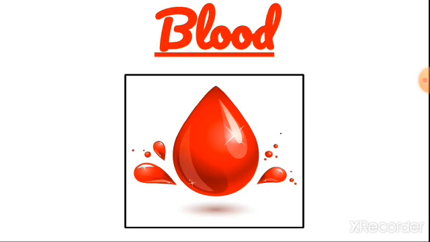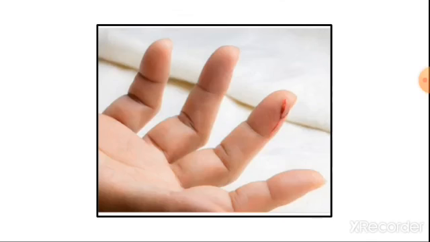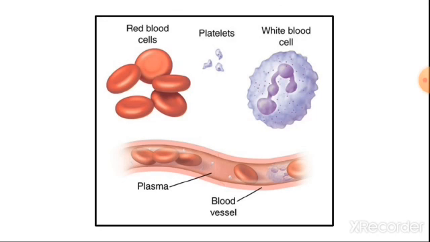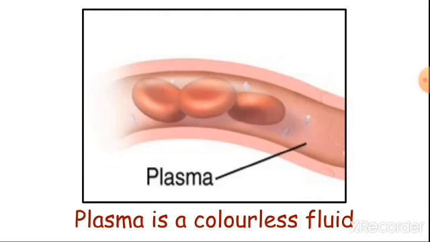So, what is blood? When you get a cut in your hand, it is the blood which flows out and it just looks like red water or a red fluid. You know, blood is composed of a fluid called plasma, in which different types of cells are suspended. But how can it carry various substances? Let us understand. Plasma is a colorless fluid. If plasma is a straw colored or colorless fluid, then how is the blood red?